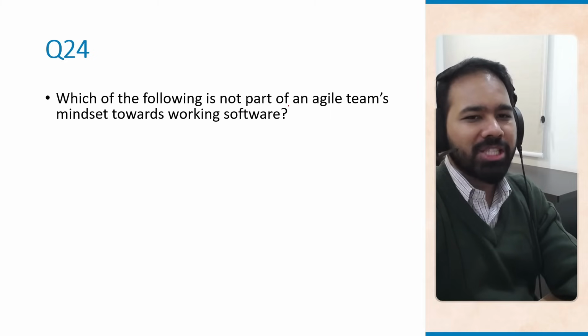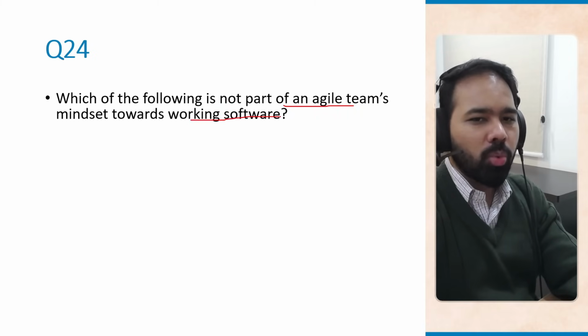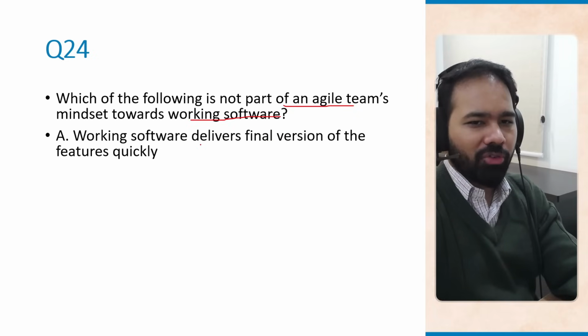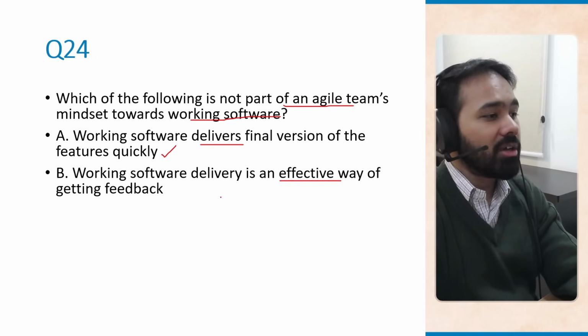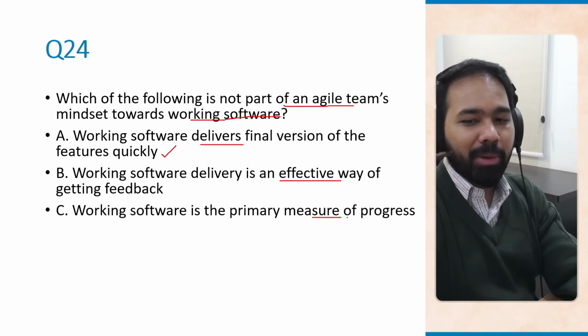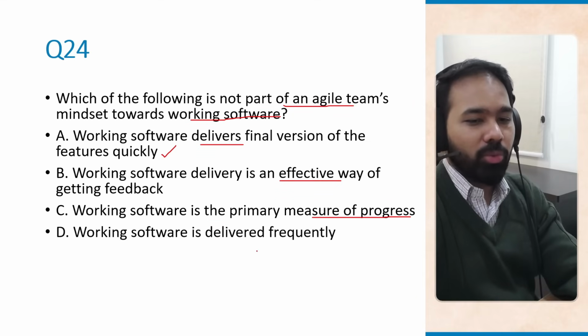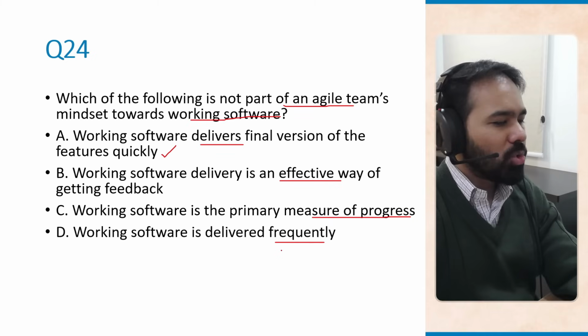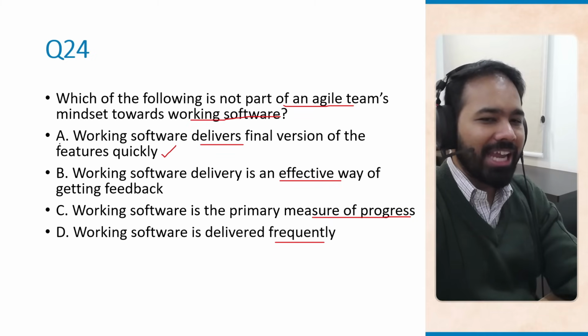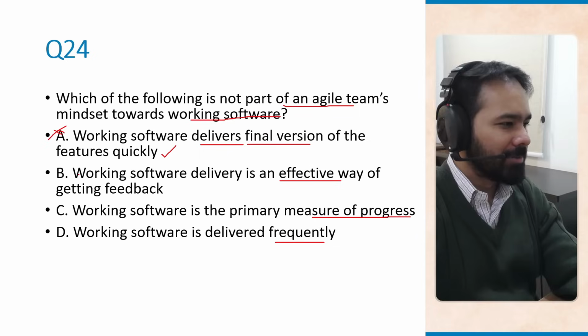Which of the following is not part of an agile team's mindset towards working software? Working software delivers final version of the features quickly. Working software delivery is an effective way of getting feedback. Working software is the primary measure of progress, and working software is delivered frequently. Now, agile teams do not focus on delivering the final version quickly. That's not what agile teams do. So, this option is wrong right off the gate.